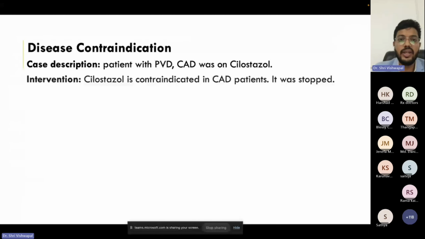And the next is disease contraindication, where the therapy part plays more of a role. So a patient with peripheral vascular disease and coronary artery disease was on cilostazol, which is an antiplatelet. Cilostazol is actually contraindicated in cardiac patients, and if it is prescribed, it can lead to increased mortality. So it was stopped.